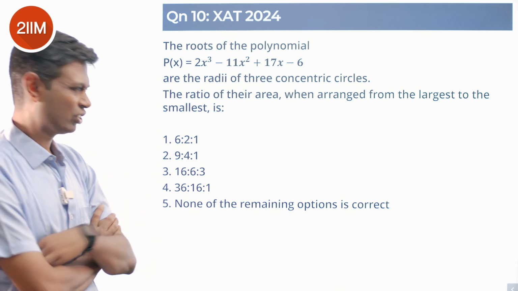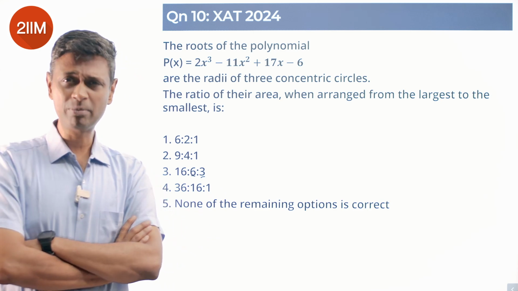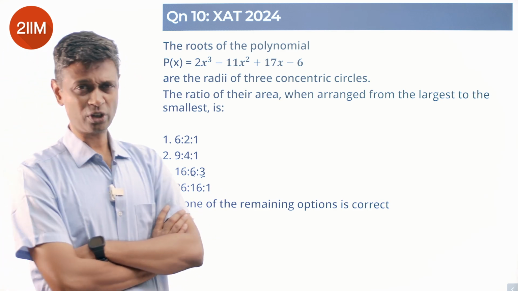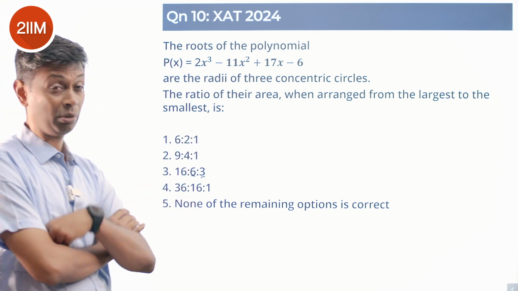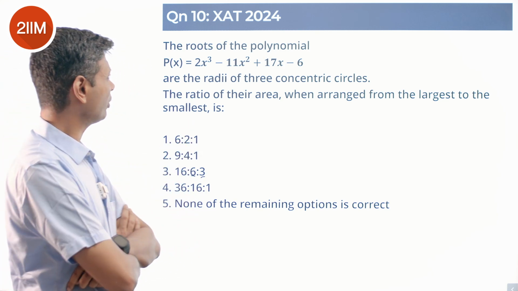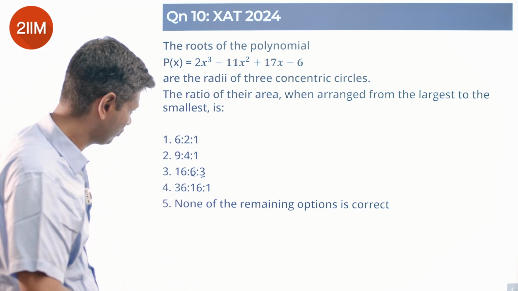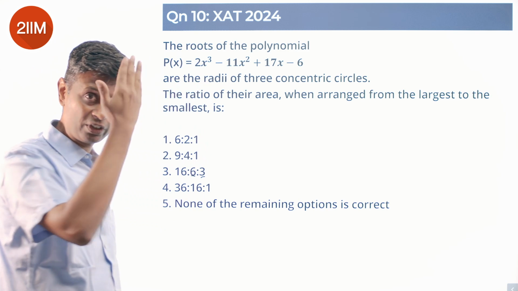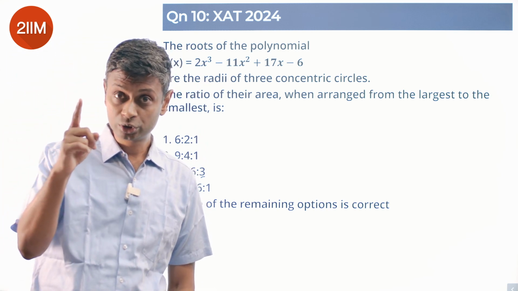Root 6, root 3, 4, root 6, root 3 may be possible, but then I am not so sure. I'm not such a big fan of that. Let's see if all of these have 1 in it. So maybe 1 is one of the roots of this. How do I find out? I substitute x equal to 1 and see if it works. If x equal to 1 satisfies this, x minus 1 should be a factor of this.